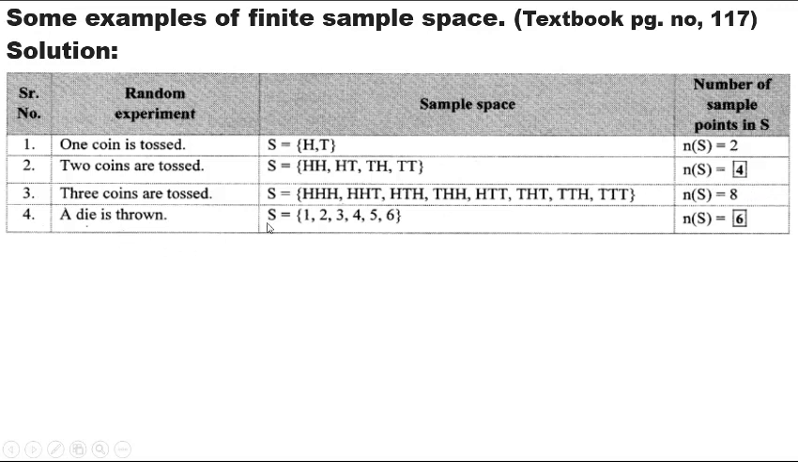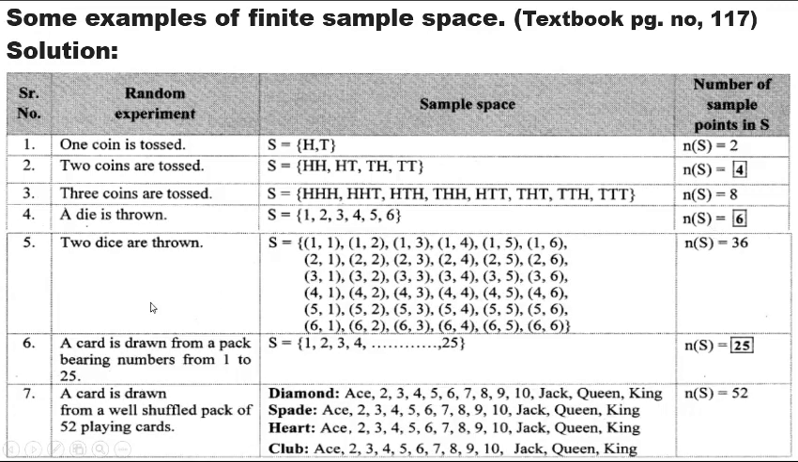A die is thrown. S is equal to 1, 2, 3, 4, 5, 6. So number of sample points is equal to 6. Two dice are thrown. Then we obtain such a result and number of sample points is equal to 36. A card is drawn from a pack bearing numbers from 1 to 25. Then number of sample points is equal to 25.